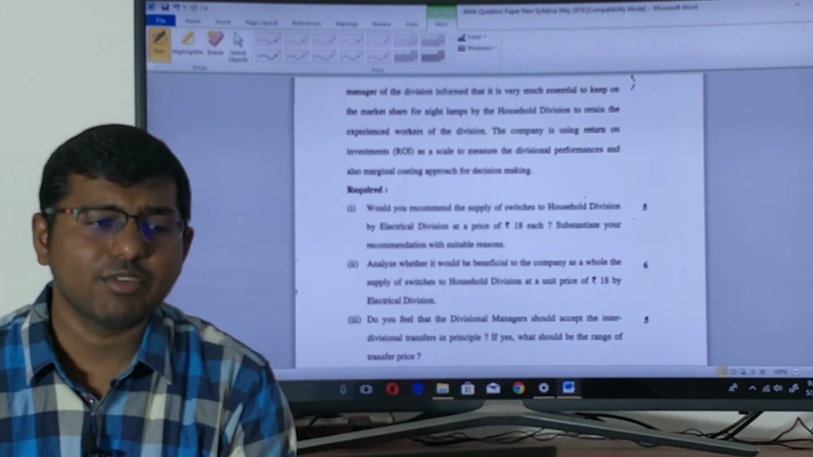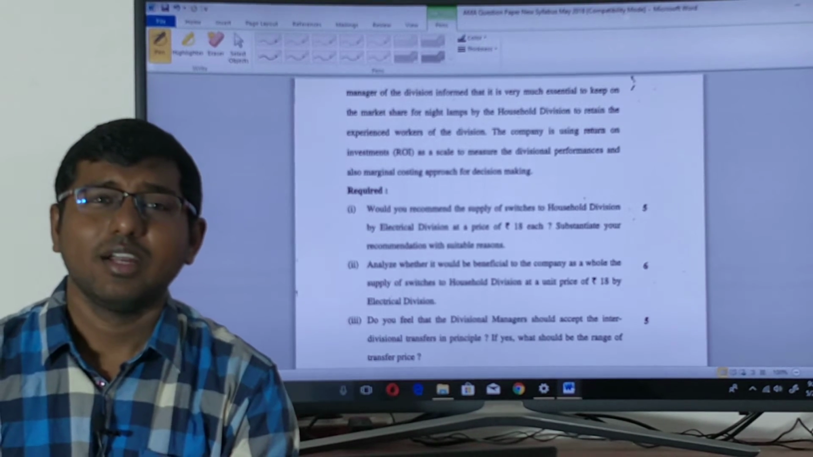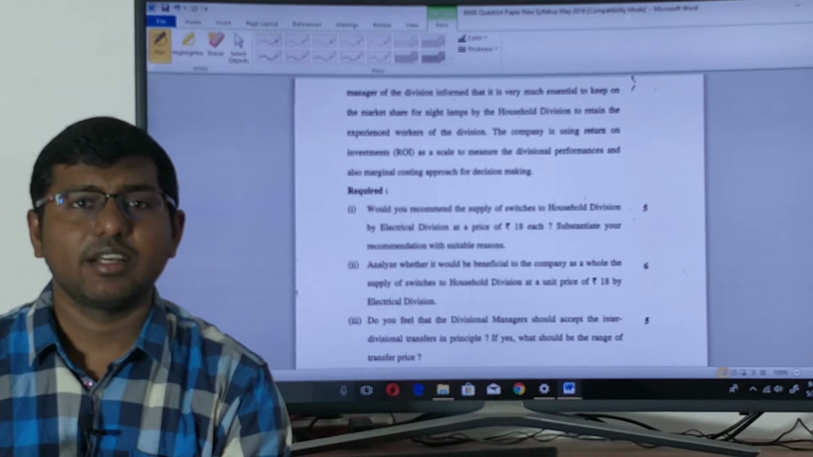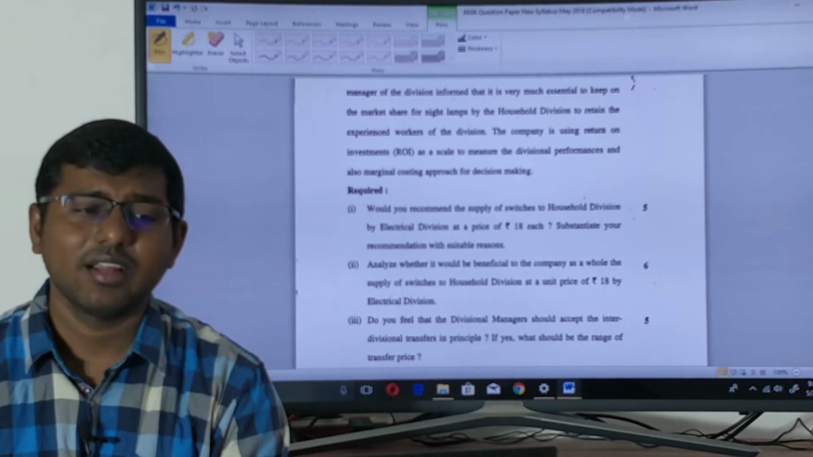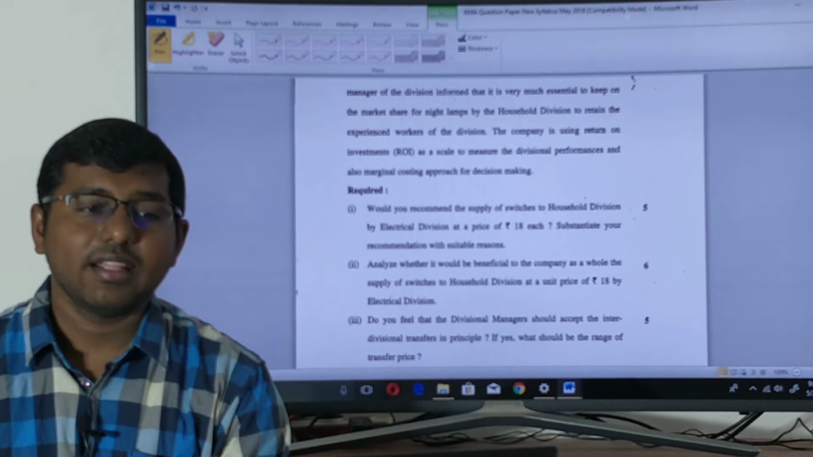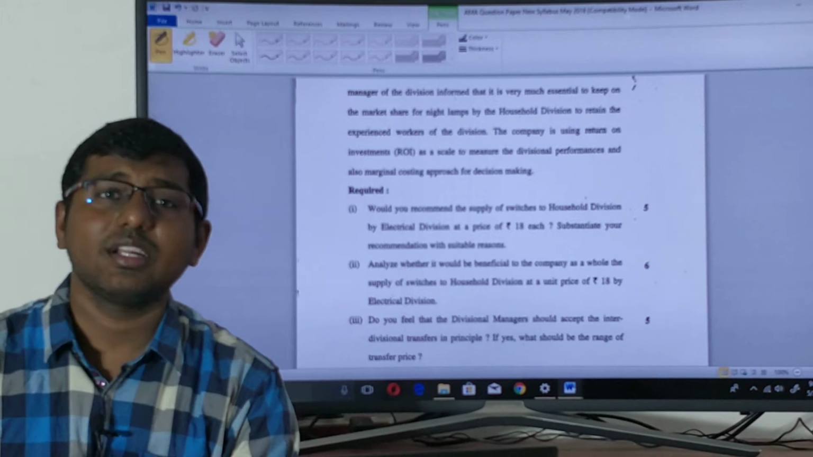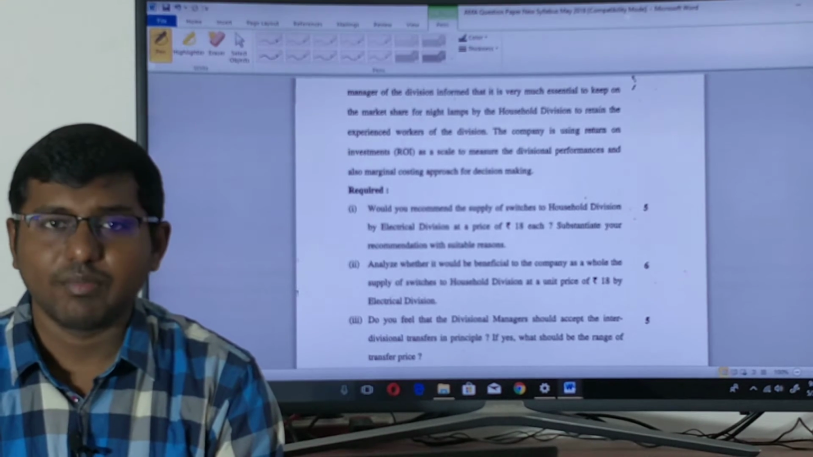For example, if you take this, the company is using return on investment method. If I need to explain this, then first of all I should explain that divisions can be treated as cost center, profit center, investment center, revenue centers. Like this, it can be treated in 4 different ways. And if it is treated as an investment center, most of the times the basis for measuring the division's performance will be return on investment, right?